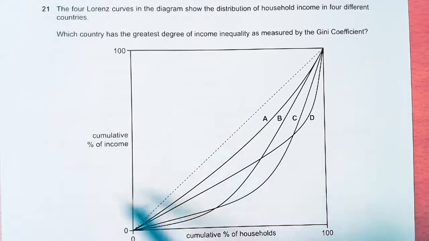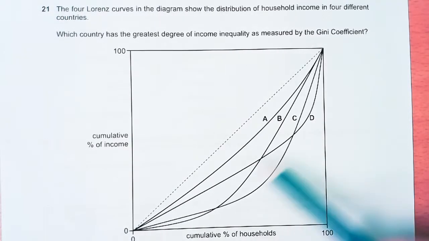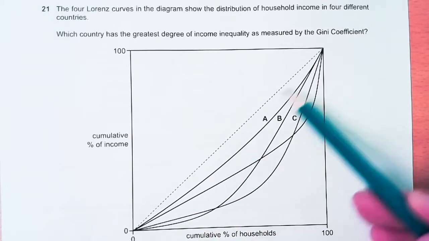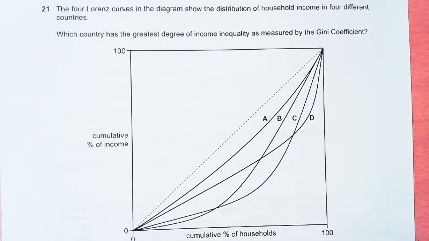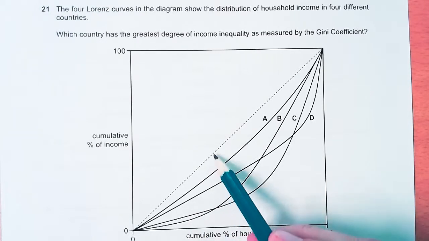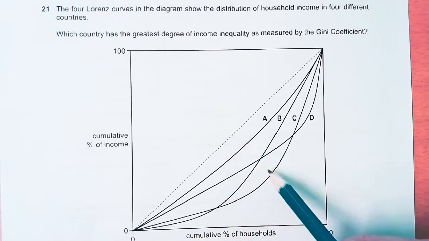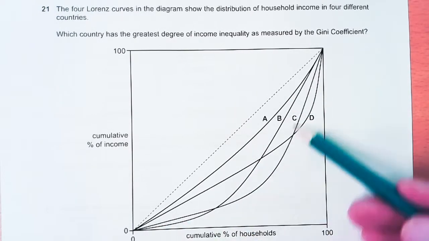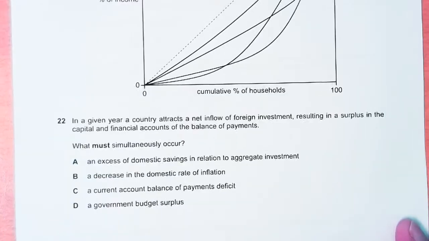Okay, 21. We've got 4 Lorenz curves in the diagram. Which country has the greatest degree of income inequality as measured by the Gini coefficient? We've got our line of equality here, where we would have 0 on the Gini coefficient, and we've got our base period where we've got say 1 person owning everything in the economy, or 1% of households owning everything in the economy. So we're looking for the biggest gap from the line of equality, and we can see that C would fit that bill. So very simply, the answer would be C.